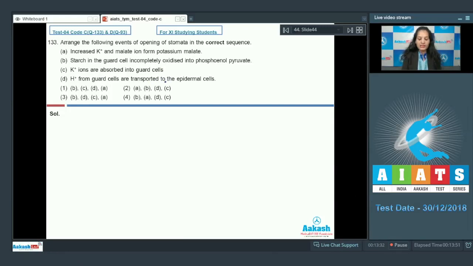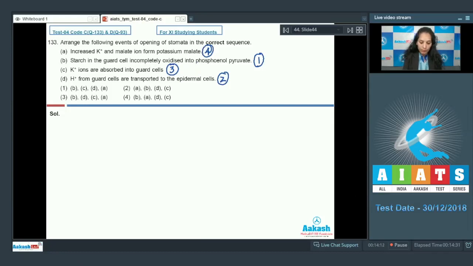First of all, the starch in the guard cells is incompletely oxidized into PEP, phosphoenol pyruvate. So this should be the first event during the opening of stomata. Second should be the H+ from the guard cells being transported to the epidermal cells or the subsidiary cells. K+ ions are absorbed into the guard cells. So this should be the third event. And the last is increased potassium and malate ions forming potassium malate. So this should be the fourth.